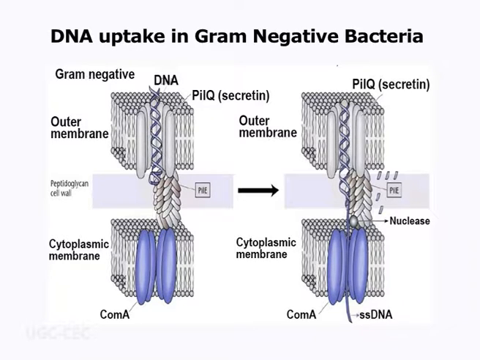That's why we need the formation of a pore, and that pore is generated by a protein called PIL-Q. PIL-Q is also synonymous with type 2 secretion system proteins, which form type 4 pili. These proteins make a pore through which the DNA can pass. So they are not only responsible for bringing the DNA in close proximity, but also for the entry of the DNA through the outer membrane.